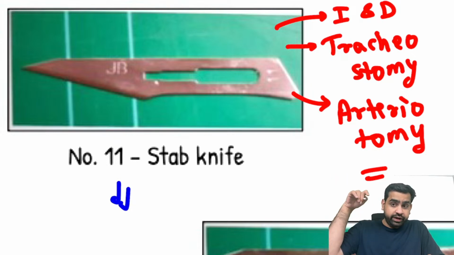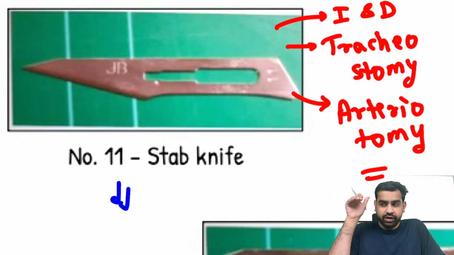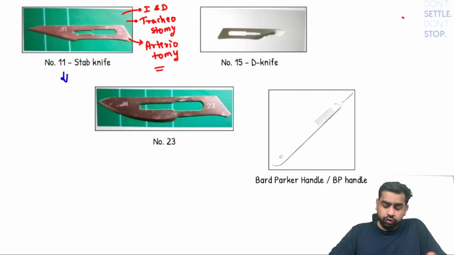Why so? Because we want to enter into that cavity in a decisive manner, and wherever you want to enter into the cavity in one go, there you use a stab knife. Out of this, do not forget the tracheostomy. That is an important one.